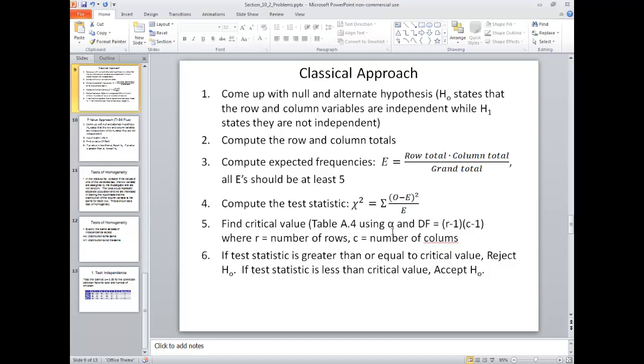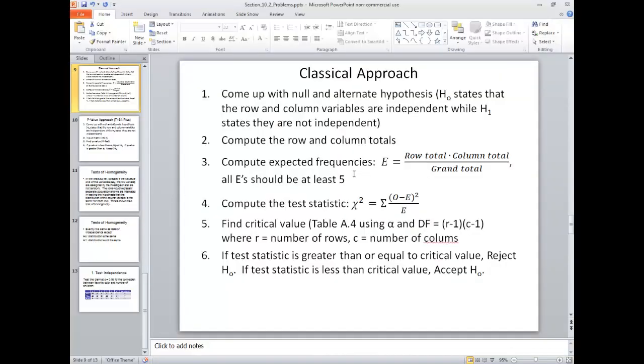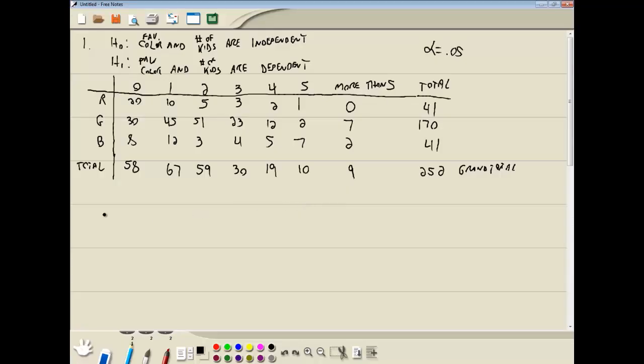So we got our row and column totals. Now also got our grand total because I know I'll need it here. Now this says compute the expected frequencies, E. And even if, I made these numbers up, so even if the E is not at least 5, we'll go with it, just because I want to show the technique. So let's find E's. So we're going to have red, green, blue. Then we have our 0, 1, 2, 3, 4, 5, and greater than 5.